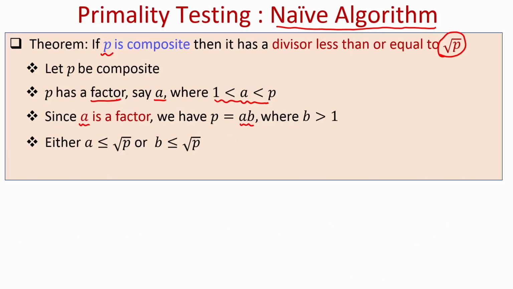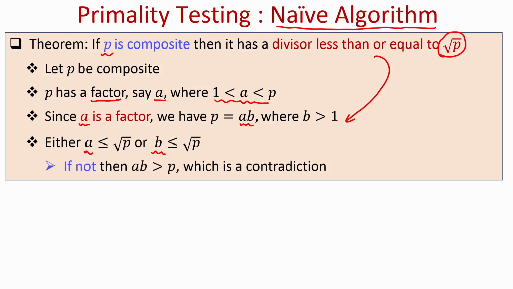Now, the claim or the theorem statement here is that either a is less than or equal to the square root of p or b is less than or equal to square root of p, and this can be easily proved using contradiction. On the contrary, assume that a is greater than root p and b is also greater than root p, then this gives me a contradiction that a b is greater than p, which is not the case, because my premise says that p is equal to the product of a and b.